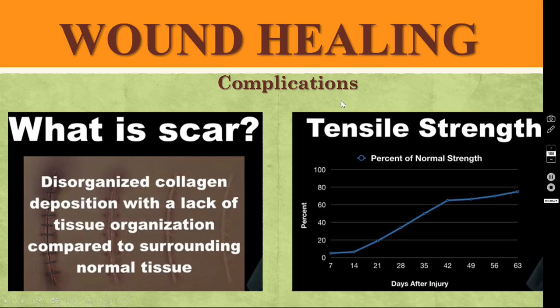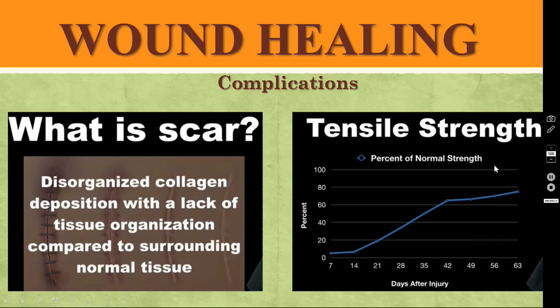So what are the complications of wound healing? What is a scar? It is disorganized collagen deposition with a lack of tissue organization compared to the surrounding normal tissue. That is what is called scar. Usually, during the scar formation, the scar will attain only 80% of the original tensile strength of the tissue.